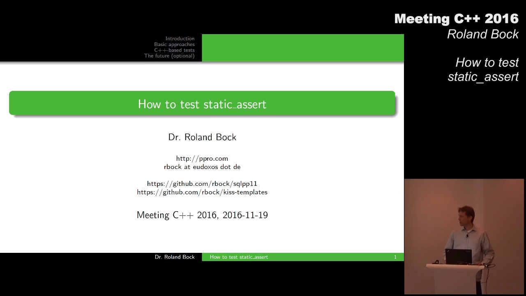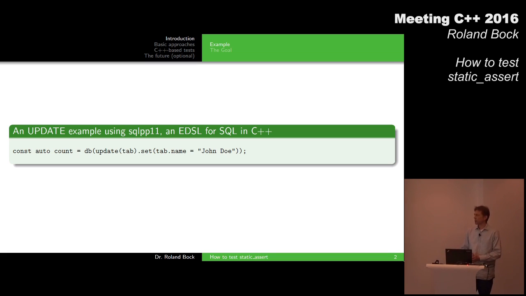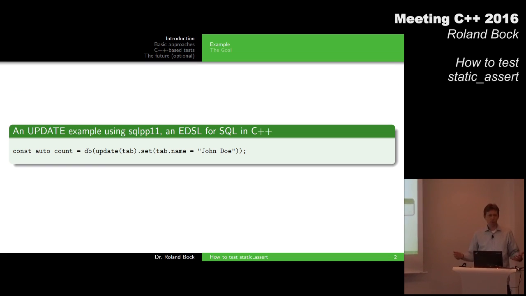I'm going to use some examples from SQL++ 11, so I'll start with that so that you have an idea of what that is. SQL++ 11 is an embedded domain-specific language for SQL and C++, which means that you can express SQL queries as C++ statements, and then the compiler can tell you if you're doing everything right or maybe you're doing something wrong. So for instance, it can check whether all the columns that you select are connected to tables that you have in the from in a select statement, or it can test whether you're comparing apples and oranges and so on.